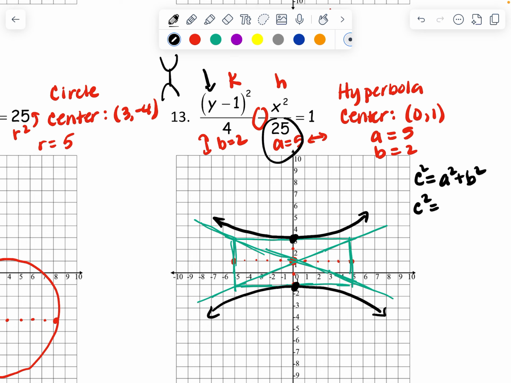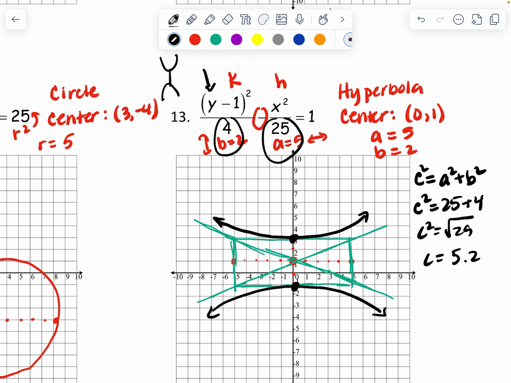So a squared was that 25. The b squared was the 4. So c squared equals 29, so c is the square root of 29. And you guys, that's approximately like, I don't know, I'm just going to go with like 5.2 or something like that. Okay, so how do we get this one?